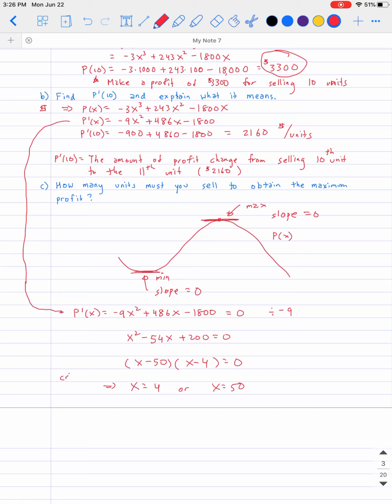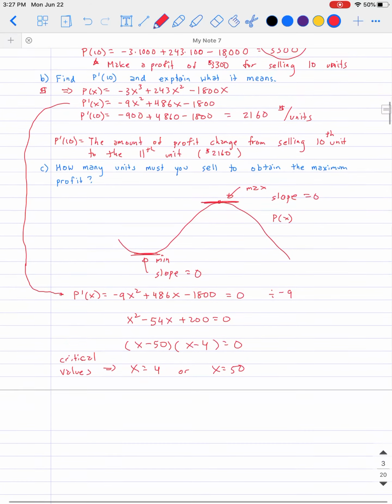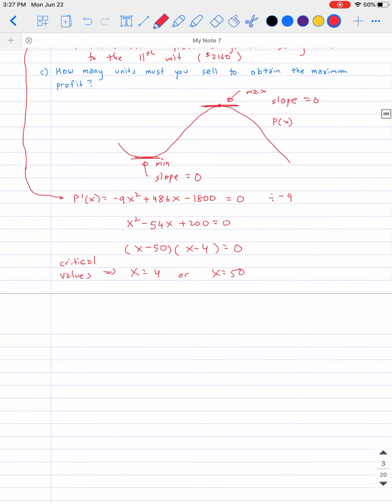These are what is known as the critical values. When I say critical values, those are the values of x which will allow me to get either a maximum or a minimum. So in order to determine which one's the maximum and which one's the minimum, I'm going to plug it back into the original equation, p of x. The final step is to solve for p of 4 and p of 50, and see which one gives me the largest value, because I'm looking for the largest possible maximum.